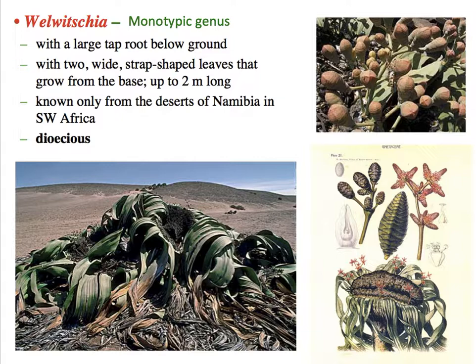It's also interesting that it's dioecious. So even though it's not very common and it grows in such a dramatic environment, one plant will be male and another plant will be female, and they will be miles apart. And yet somehow reproduction will occur. Pretty amazing. Welwitschia is often seen in botanical gardens or in conservatories. So I encourage you to try to check those out sometime.